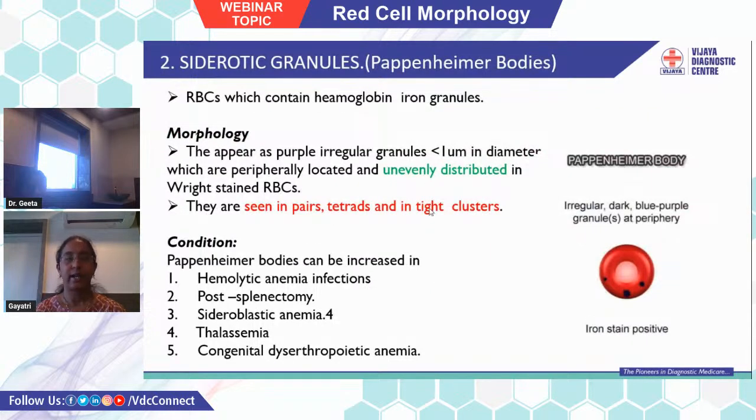Next are the siderotic granules or Pappenheimer bodies. These RBCs contain hemoglobin iron granules. They are purple in color, irregular granules less than 1 micrometer in diameter. They are also located peripherally like Howell-Jolly bodies and unevenly distributed. But the differentiating point is they appear in pairs, tetrads, or in tight clusters. These are seen in hemolytic anemia, infections, post-splenectomy, sideroblastic anemia, thalassemia, and congenital dyserythropoietic anemia.